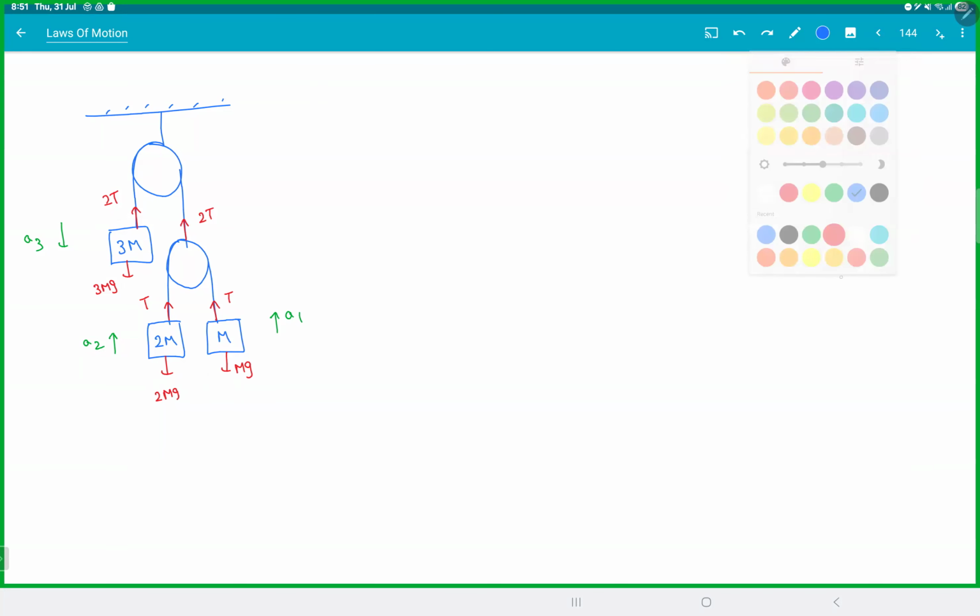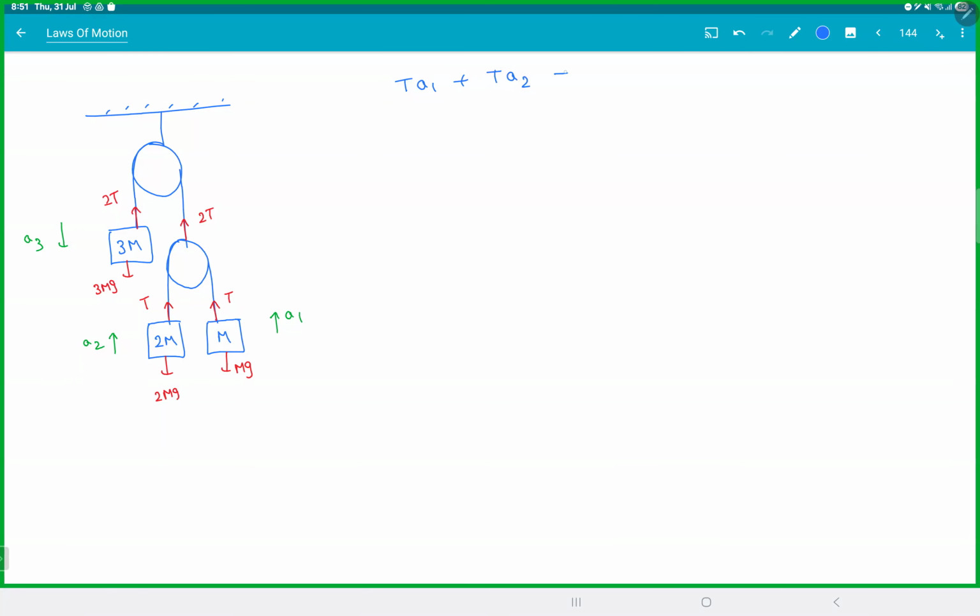So then step 2, we got the accelerations. Then find the relation between them. Constraint equation: T1 A1 plus T2 A2 plus T3 A3 is 0. So for block 1, tension T into A1, second block T into A2, third block 2T into minus A3 because it is going down. Up positive, down negative. Keep the convention simple. A1 plus A2 is equal to 2A3. This is the relation between the accelerations, equation 1. Then apply F equals ma for each block.